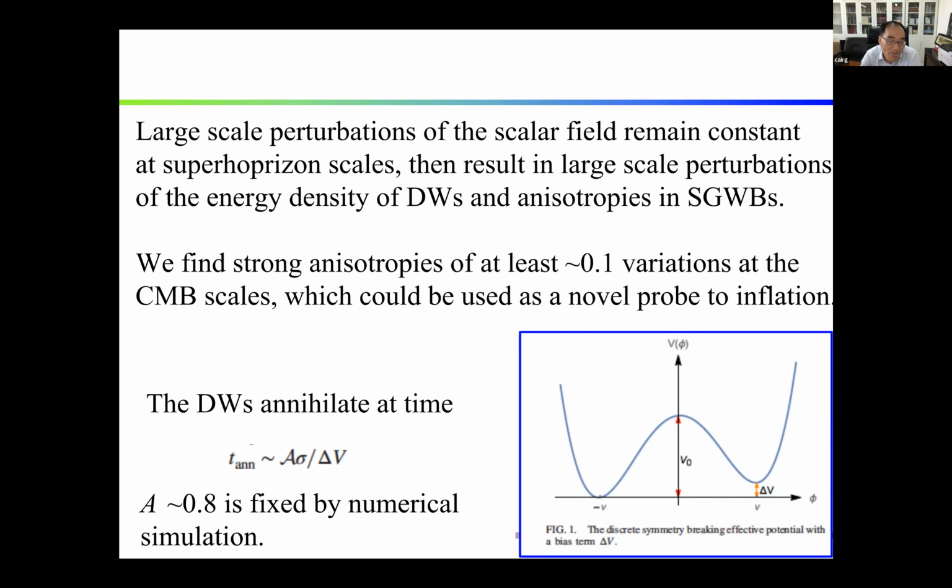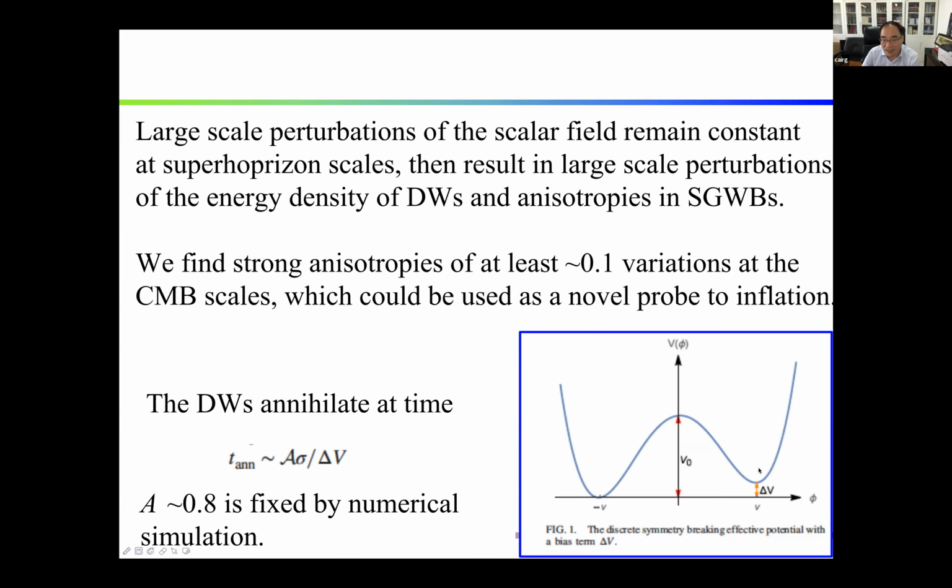We find stronger anisotropies, at least of order 1 over 10 at the CMB scale, which is a large scale, and which could be used as a novel probe of inflation, because such a large anisotropy could be detected in the near future.